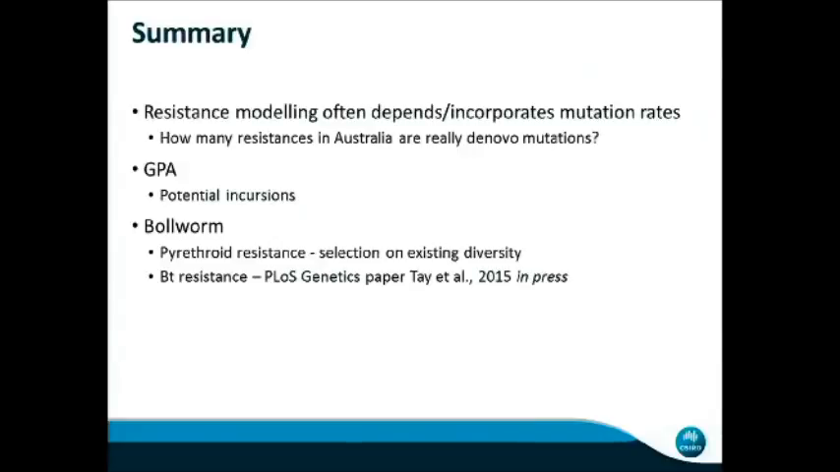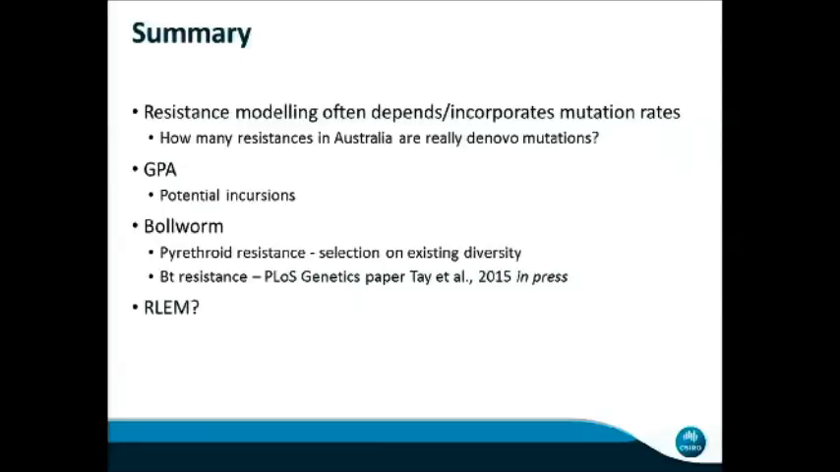BT resistance, we're just about to publish a paper in PLOS Genetics. It's all embargoed until next week, so otherwise I'll be talking about that. On the mechanism for Cry2AB resistance, but we see very similar things there. And the BT story is that resistance allele frequencies were present at relatively high levels before the introduction of BTs into the Australian landscape. So clearly there's existing diversity already there.